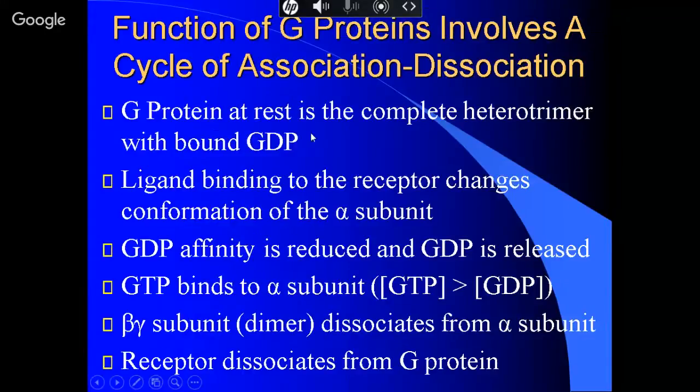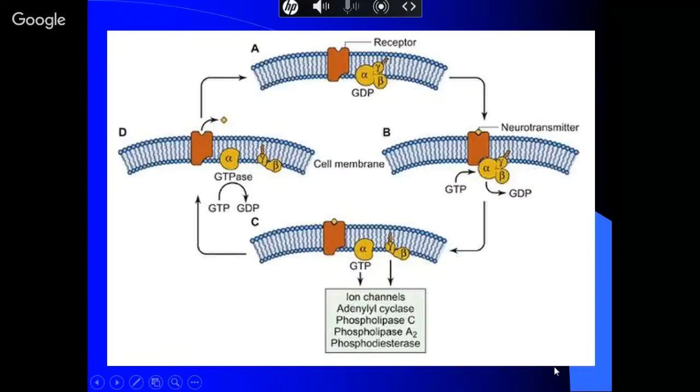All right, so this just says it in more detail. I'll go quick. The G protein at rest, the GDP, this is what you saw. I really don't need to go over it. This is what we talked about. Here's another cartoon that plays this out a bit more in detail. Here's a receptor sitting by itself. Here's a G protein sitting by itself. We then bind the neurotransmitter to the G protein coupled receptor. The G protein coupled receptor then interacts with the G protein.